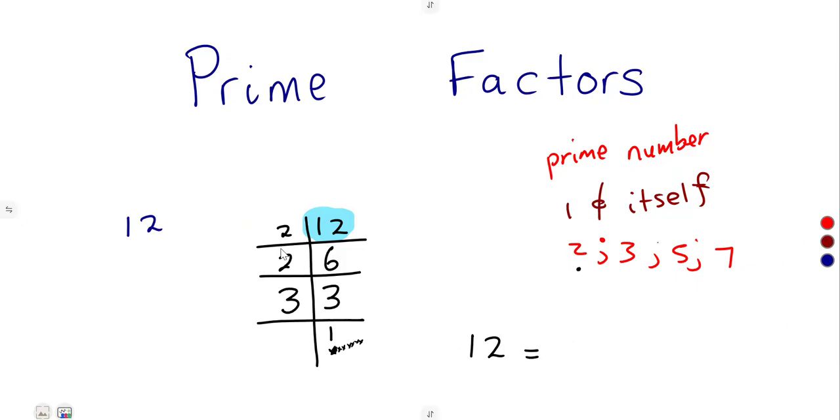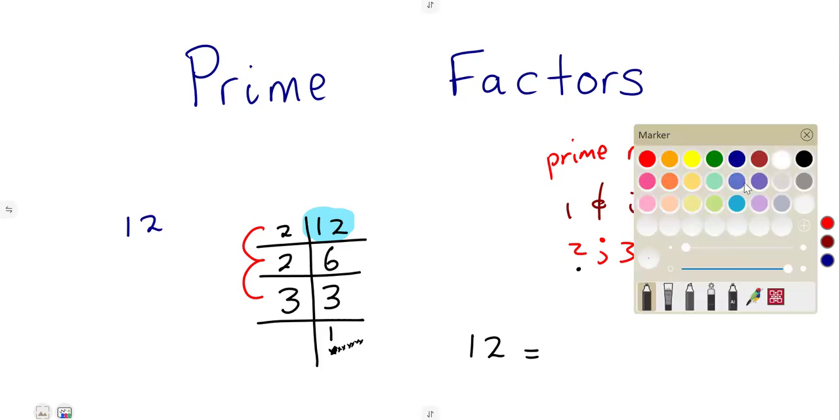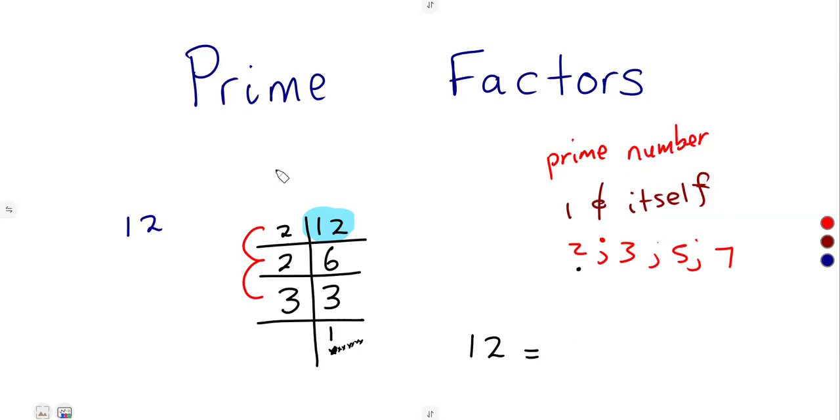So those are the numbers. The answer now, it's 2 times 2 times 3. From here, you multiply. So those are the factors, prime factors, not just factors, but prime factors of 12. 2 times 2 times 3. You have written 12 in expanded form of prime numbers.